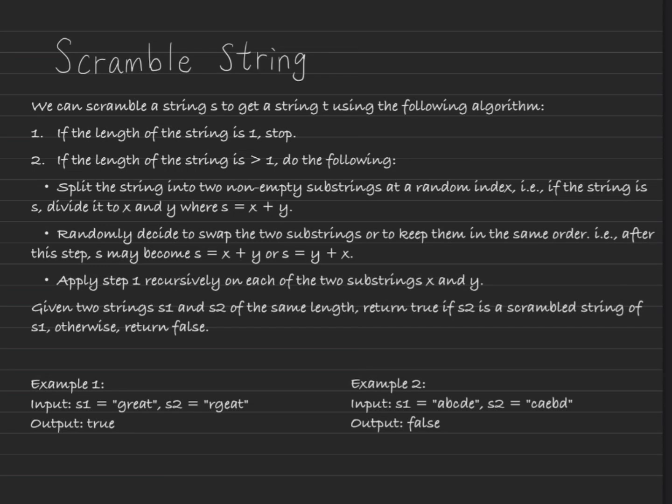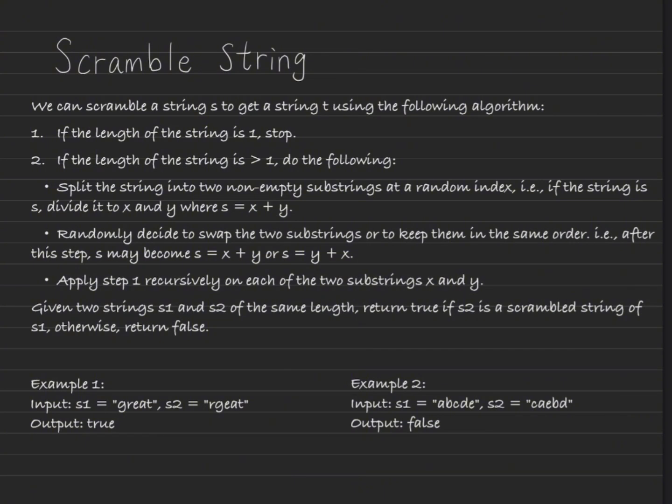Today's question is Scramble String. The question is as follows. We can scramble a string S to get a string T using the following algorithm. If the length of the string is 1, do nothing. However, if the length of the string is greater than 1, do the following.